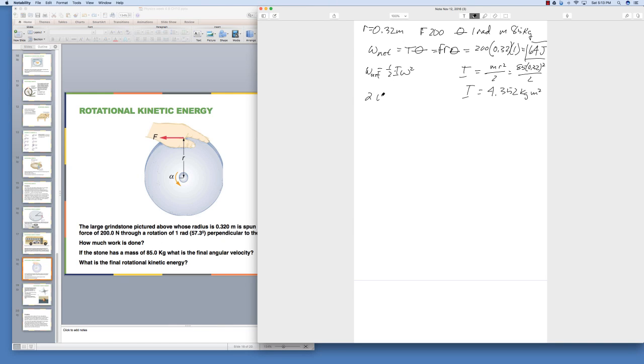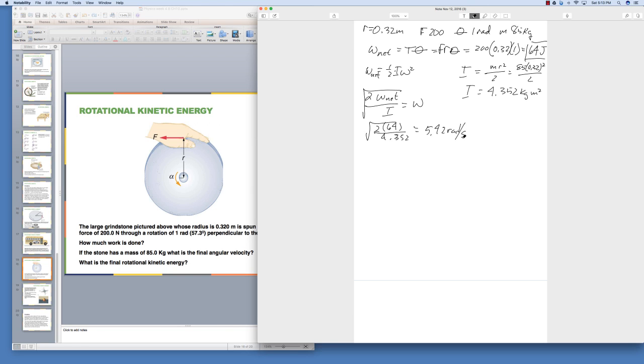And we put that in, and we rearrange this. We've got 2 times work net divided by I, and we take the square root of that, and that's going to give us omega. So if we take this 2 times work net, and we calculated work net was 64, I is 4.352, so omega is going to be 5.42 radians per second.